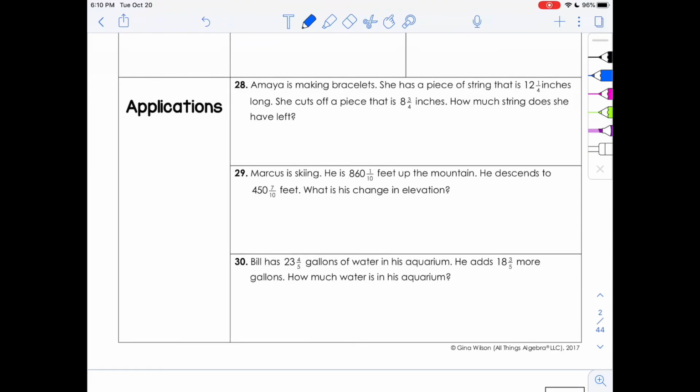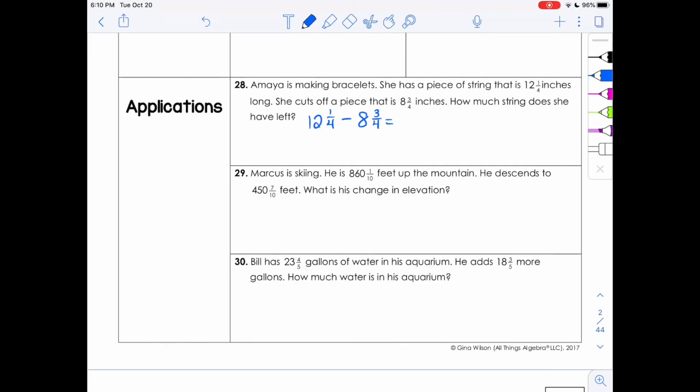Well, she began with 12 1/4 inches. And she cuts off a piece. So if we're cutting off a piece, we're taking away a piece. So we're going to subtract. And she cuts off a piece that is 8 3/4. So we're going to be subtracting 12 1/4 minus 8 3/4. Both of these are mixed numbers that need to be turned into improper fractions.